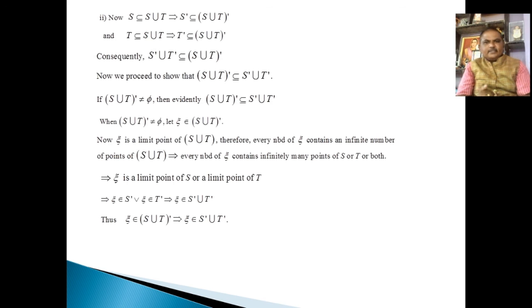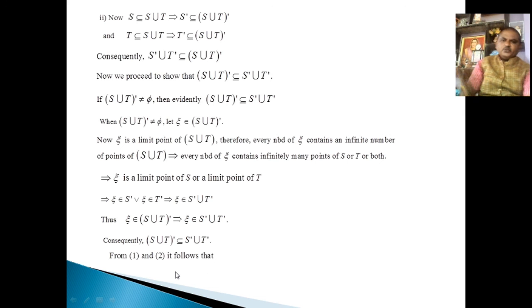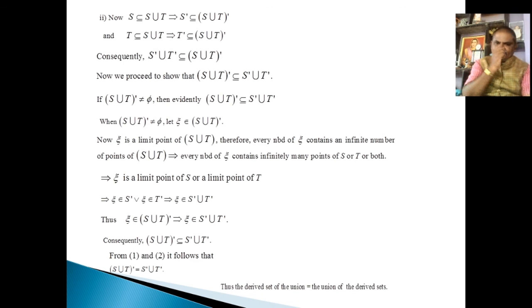And thus zeta belongs to the union of derived sets S' and T'. And consequently, (S union T)' is a subset of or equal to S' union T'. From 1 and 2, it follows that these two are equal. Thus, the derived set of the union is equal to the union of the derived sets.